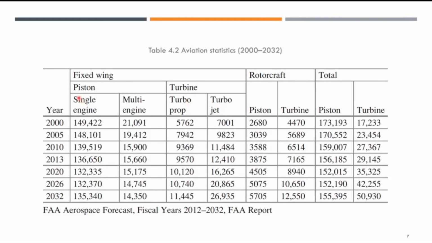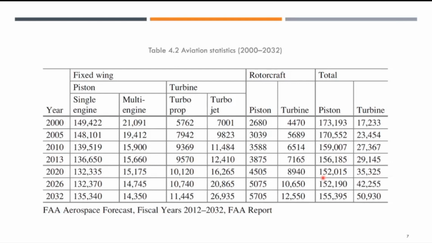And this is the application for fixed wing. And then we have the application for rotorcraft, for helicopters. There are 2 types: the piston type of engine and the turbine type of engine. And this also shows the total number of piston as well as turbine engines. As you can see here, we are now in year 2024, right? So the data is a projection, okay?